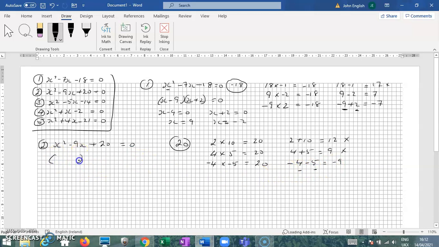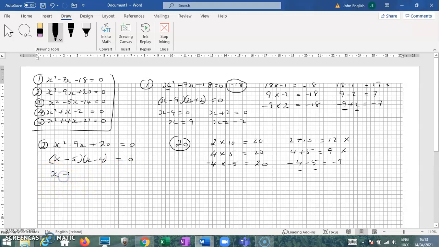So two sets of brackets, x and this one, and x and this one. And in this case, it's a minus 5. In this case, it's a minus 4. And both of those together equal to 0. And then we put them each separately, each is equal to 0.